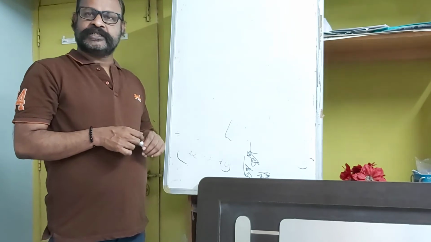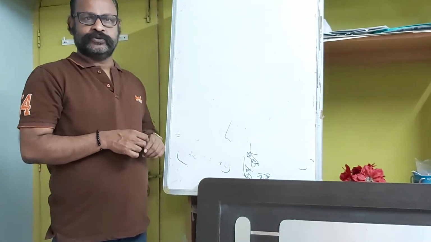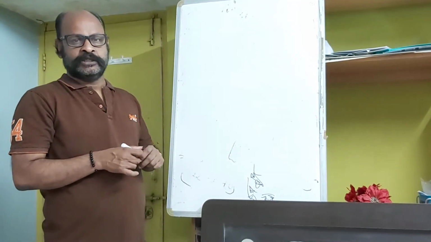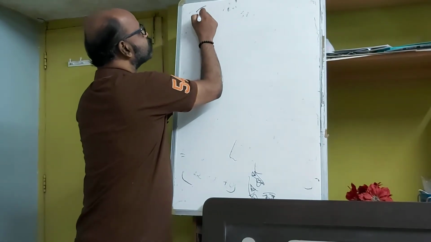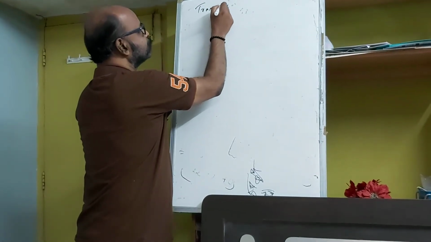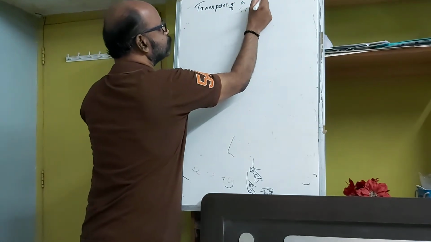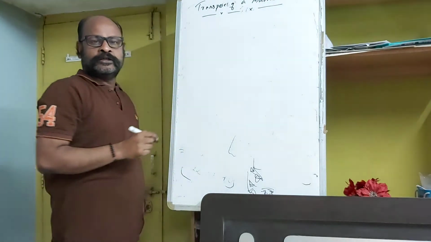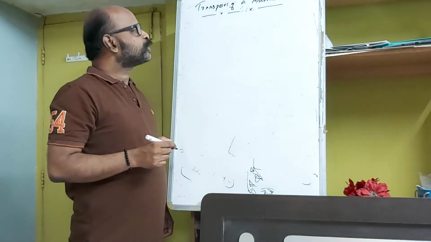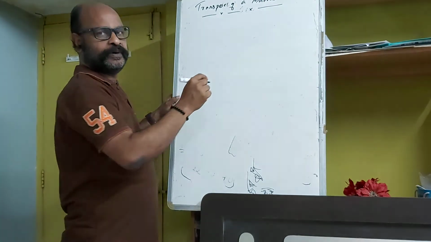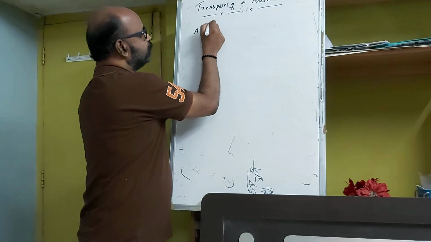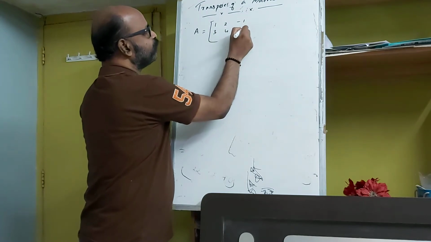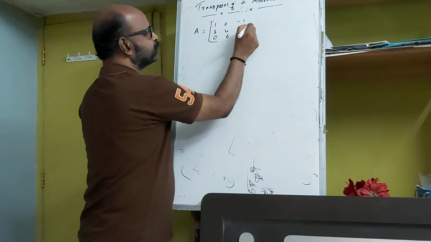Last class we discussed exercise 3.2, and today we come to a new concept that is known as transpose of a matrix. We discuss the concept of transpose of a matrix with the help of an example. Suppose A equals the matrix 1 2 minus 1, 3 4 5, 0 6 8.